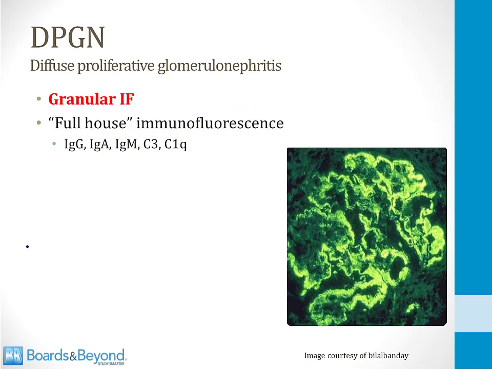Just like we have seen in other causes of nephritic syndrome that involve antibodies and immune complexes, there is a granular appearance on immunofluorescence staining in diffuse proliferative glomerulonephritis. Lupus is famous for causing what's known as the full house pattern of immunofluorescence staining. This means that you can see this granular pattern when you stain for IgA, IgG, IgM, C3, or C1q. All of these things are found in the diffuse inflammation that's occurring in this disorder in lupus patients.